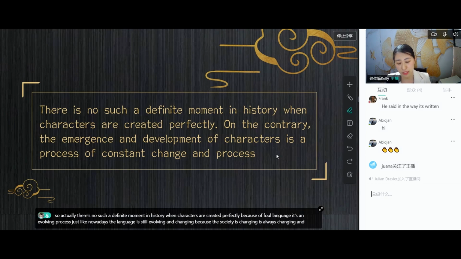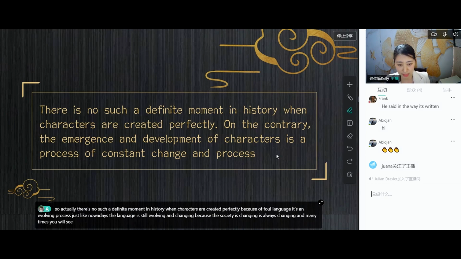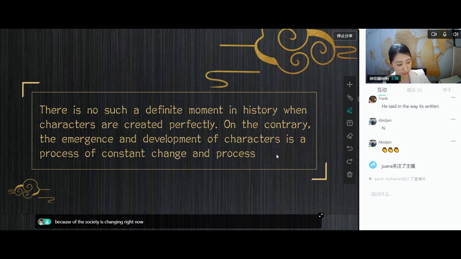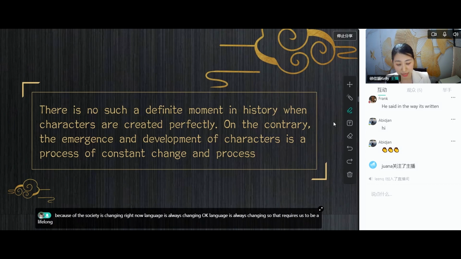And many times you will see some slang and buzzwords pop up once in a while. Why? Because the society is changing right now. Language is always changing. So that requires us to be a lifelong learner. And the training never stops.